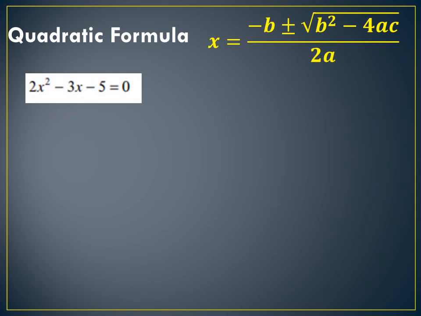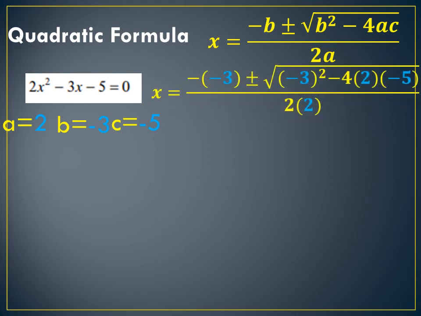Okay, so how do we solve 2x squared minus 3x minus 5 equals 0? Again, it is already in standard form. If it is not, you need to transform it first. So it is in standard form. So this is your a, 2, b, negative 3, and c equals negative 5. So we substitute again the values of a, b, c in the quadratic formula.